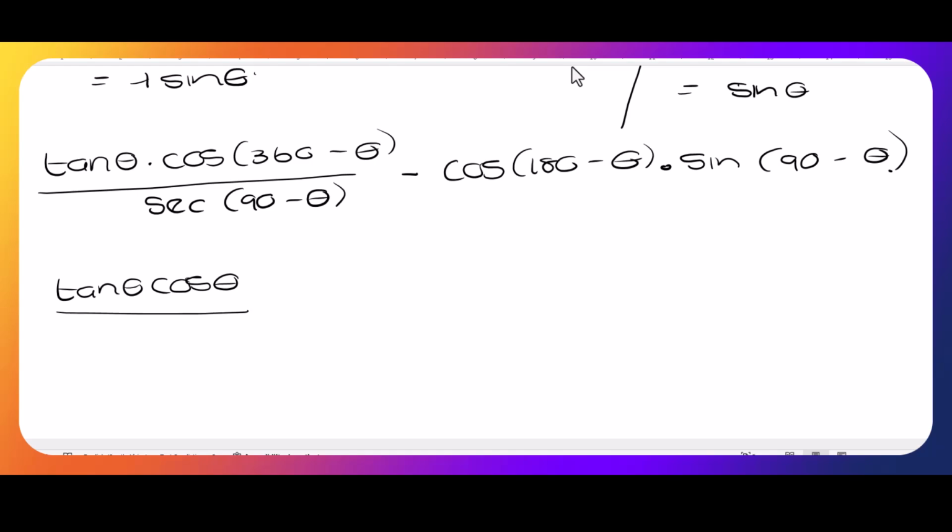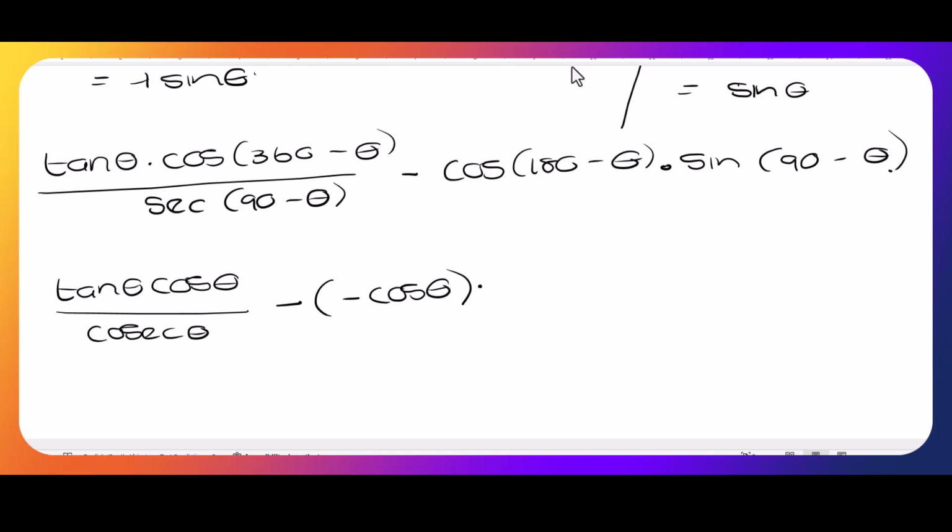If I look at sec 90 minus theta, 90 minus theta means quadrant number 1. It's positive in quadrant number 1. But because it's a 90, it changes to cosec theta, minus cos 180 minus theta. 180 minus theta means quadrant number 2, and that means it's negative in quadrant number 2. Because it's 180, it doesn't change, so I have here cos theta.